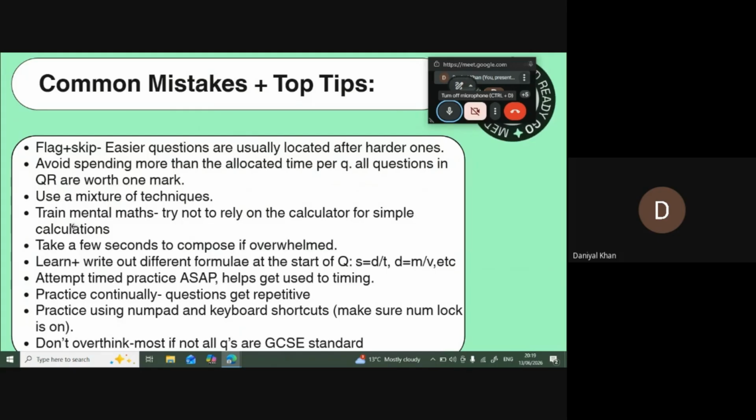Learn and write out different formulae at the start of the section. That's what I did. So when you know the QR section is coming, you can write out your formulae: speed equals distance over time, density equals mass over volume. Write it as a triangle if you want. It just makes it way easier to rearrange. Like a half base times height is equal to the area of a triangle.